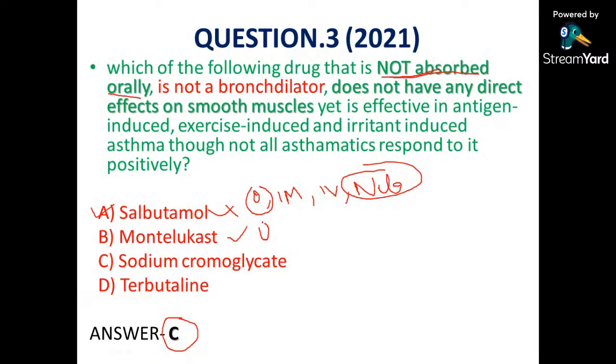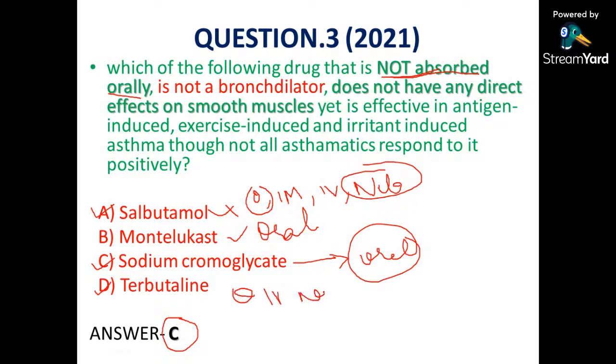Montelukast is also available in oral form. And the third option, sodium chromoglycate, this drug is not effective through the oral route. This is a very important point. So we can suspect this one. And terbutaline is available in oral form, IM form, and also IV form, and mostly it is given in nebulization form. So from the first point itself, which one of the following is not absorbed orally? From this point itself, we can easily tell sodium chromoglycate is the correct option.